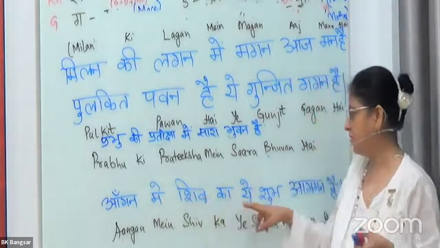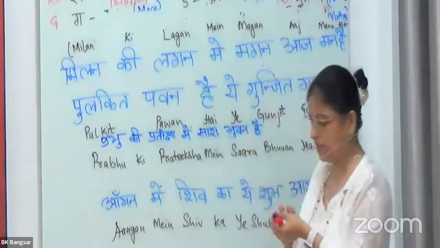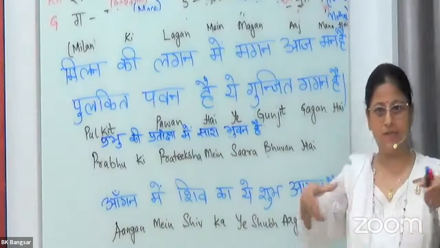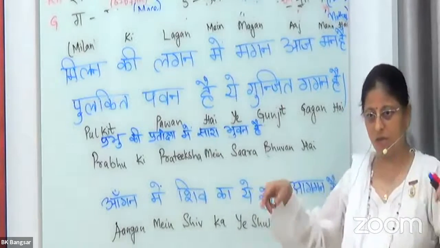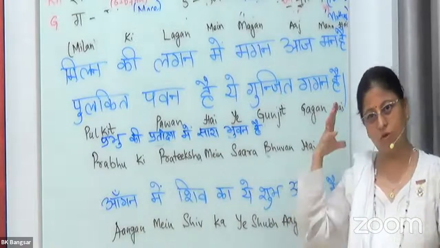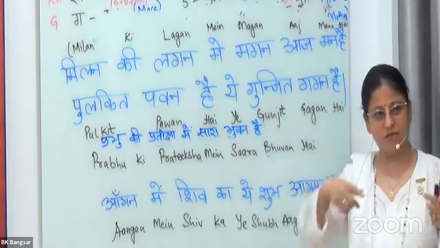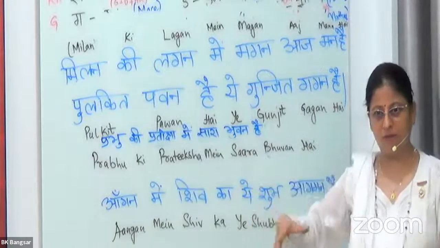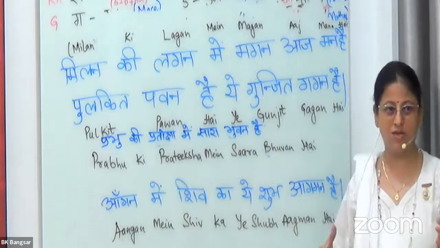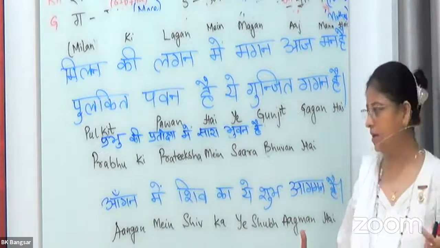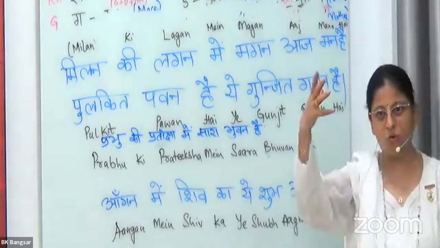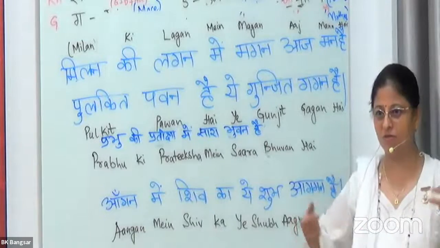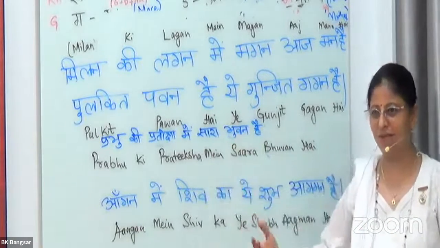आंगन में शिव का ये शुभ आगमन है. आंगन is the place, like in olden days big homes used to have a common open area in the center that used to be known as angan, right? So now this is the angan of Baba's home, whether in Shantivan or Gyan Sarovar, you have many open areas and all that, right?